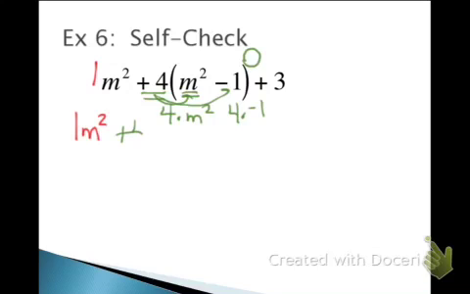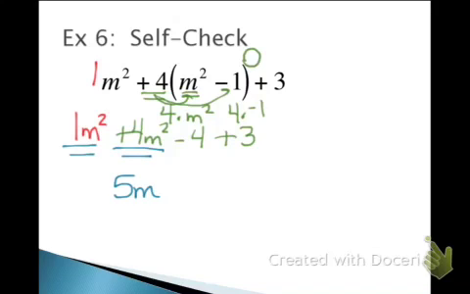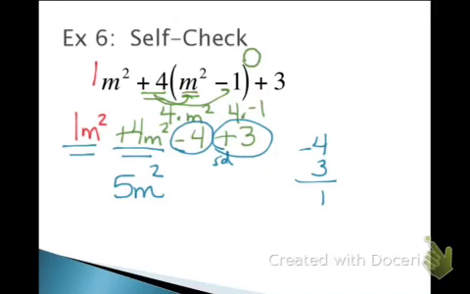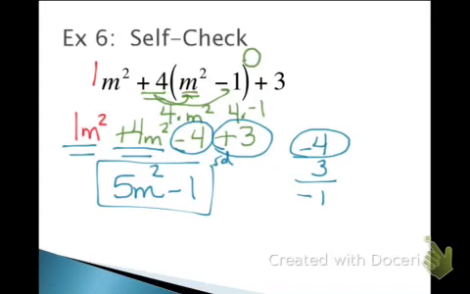So 4 times m squared is a positive 4m squared. 4 times negative 1 is a negative 4. Now notice that the parenthesis closes, and then outside of it to the right I have this plus 3, which is just going to come down as part of our answer. Now we're down to combine similar terms. 1m squared plus 4 more m squareds gives me 5 of the m squared terms. Don't change the power. Negative 4 and a positive 3, signs are different, so we're going to subtract and then keep the sign of the larger absolute. So my final answer is 5m squared minus 1.